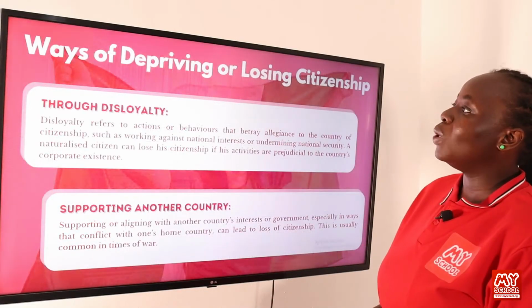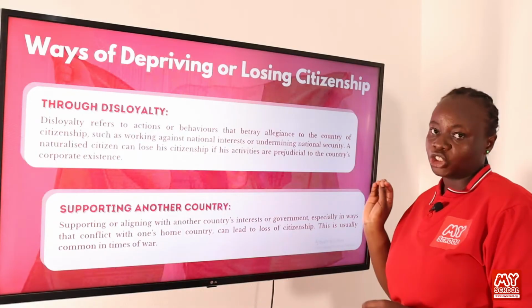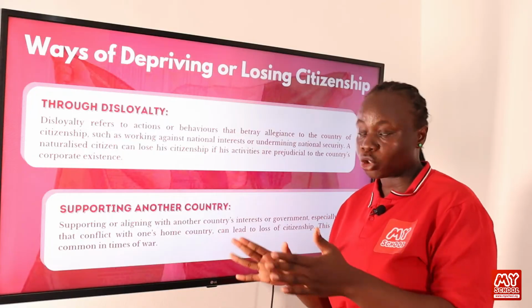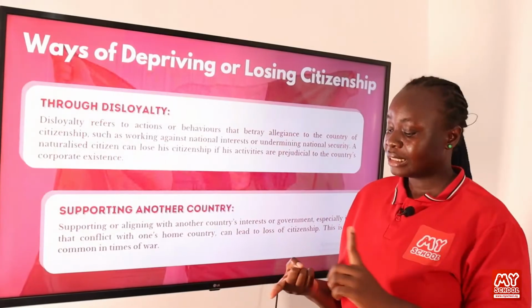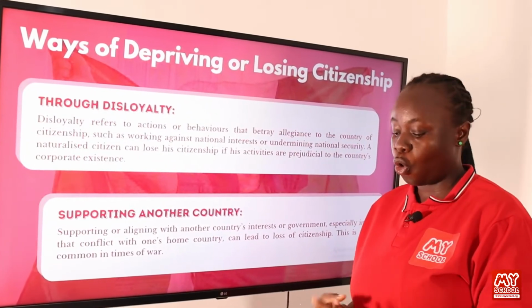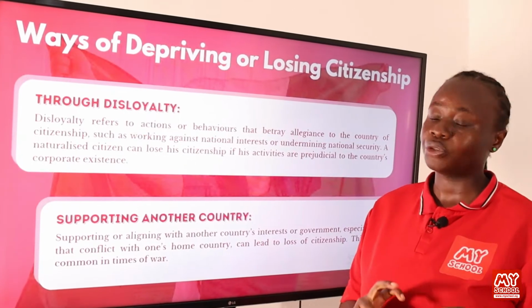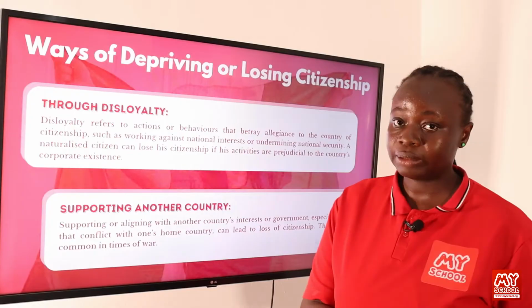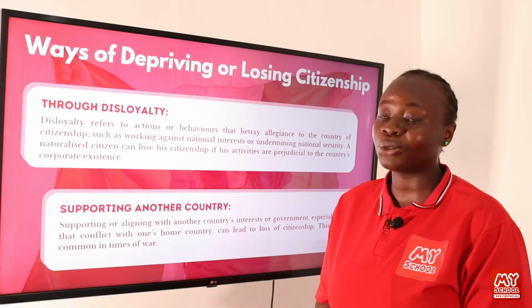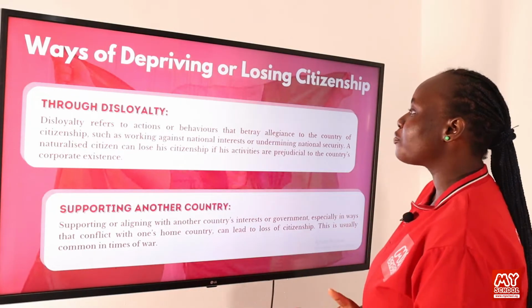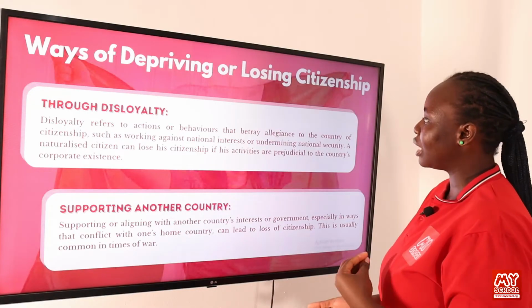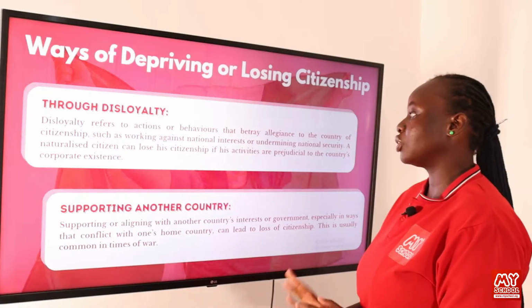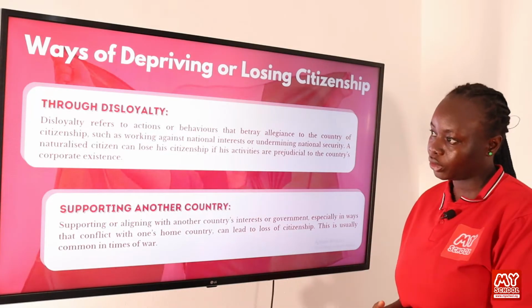All right, what are the ways of depriving or losing citizenship? Someone who acquires citizenship through naturalization, marriage, or registration can either be deprived of citizenship or can lose the citizenship that he has already gotten through the following ways. So one of the ways in which you can be deprived of or lose citizenship is through disloyalty. Disloyalty refers to actions or behaviors that betray allegiance to the country of citizenship, such as working against national interest or undermining national security.